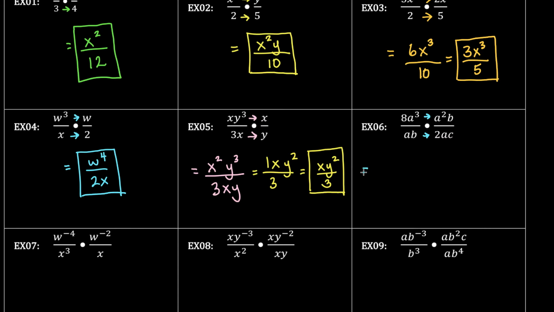So, 8 times 1 is 8. A to the third times a to the second is a to the fifth. No b's, and the b is b over a. 1 times 2 is 2. A times A is A squared. B, oh, there's no more B's, it's just B and then a C.